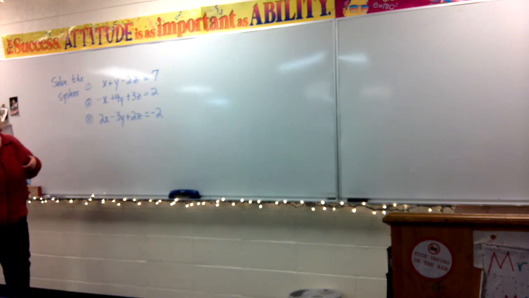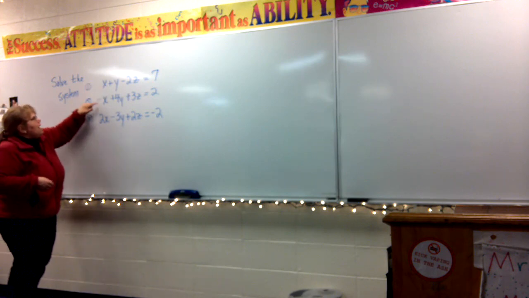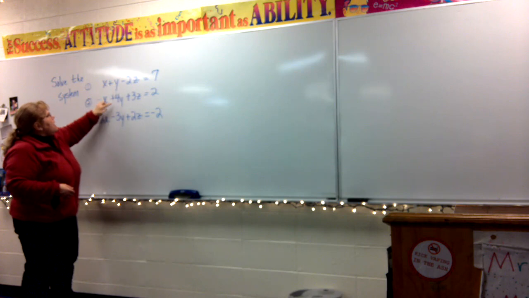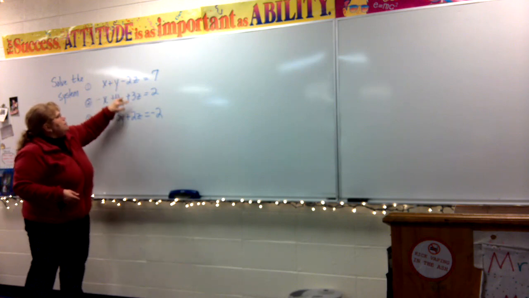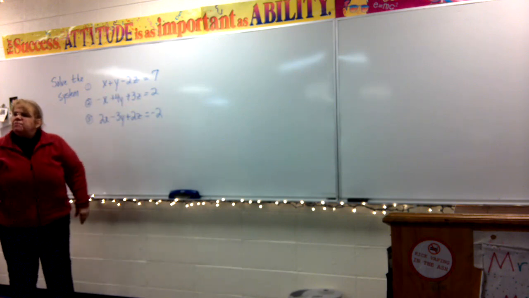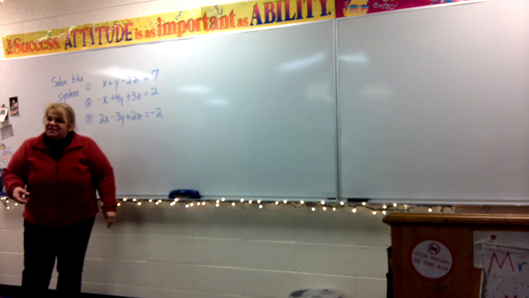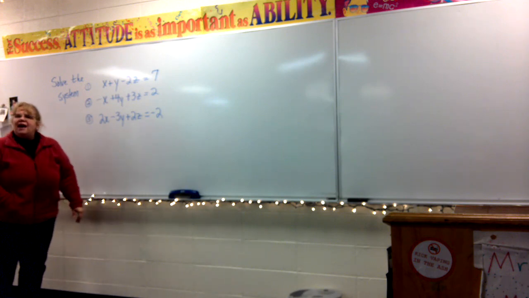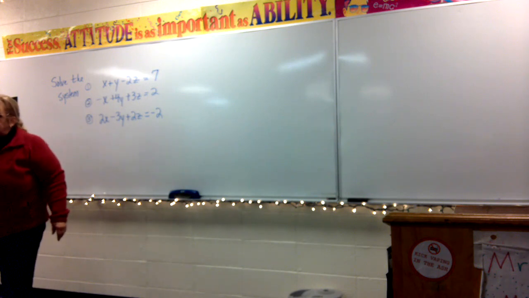Well, even if you did have opposites here, these two are opposites. If you add them up, you're going to have 5y plus z equals 9. That's not going to do us much good either. We'd have two variables. So what we're going to have to start out with is substitution.